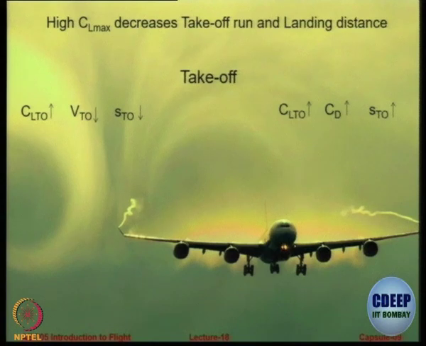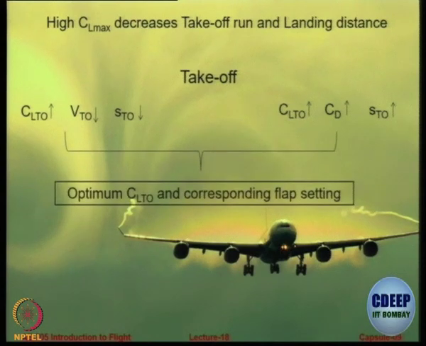So if you increase CL takeoff, velocity of takeoff reduces, that is a good thing. So takeoff distance reduces, but at the same time CD also increases, the takeoff distance will increase. So there has to be a balance between the two. So we must have it in such a way that the decrease in velocity is more than the increase in the drag during takeoff.